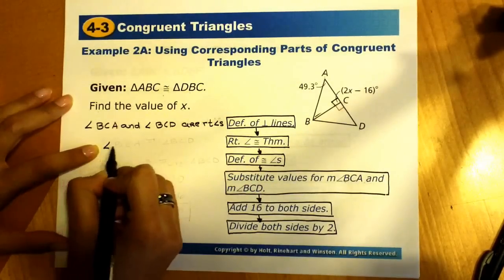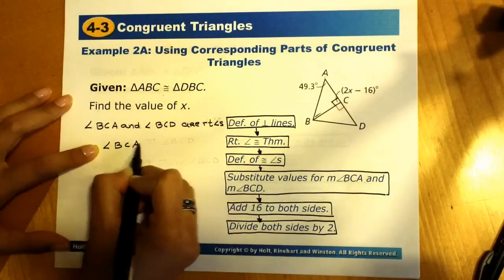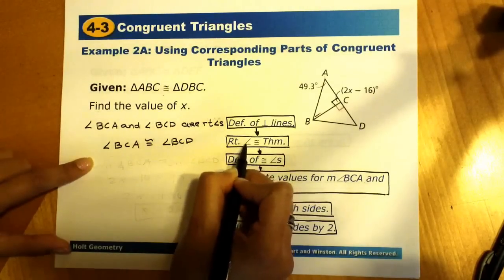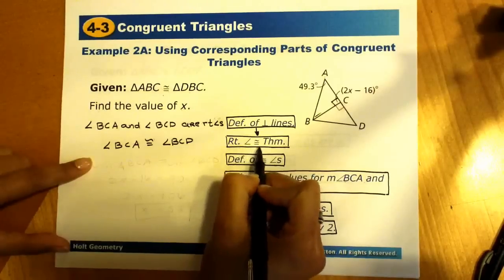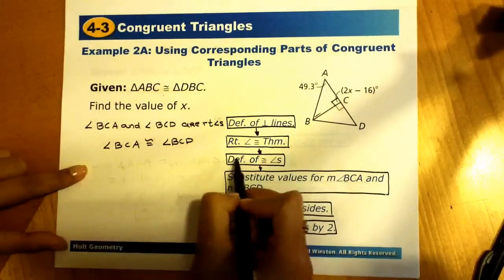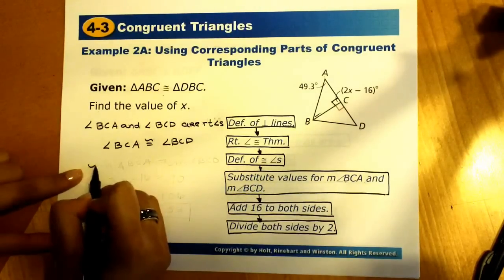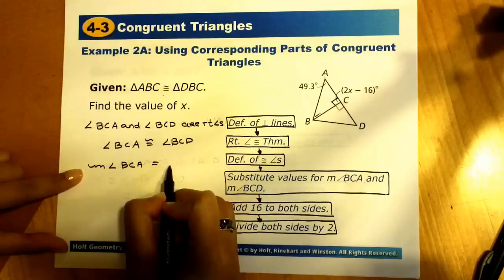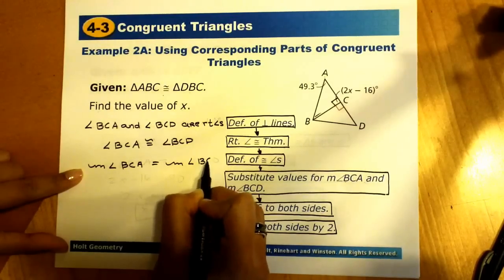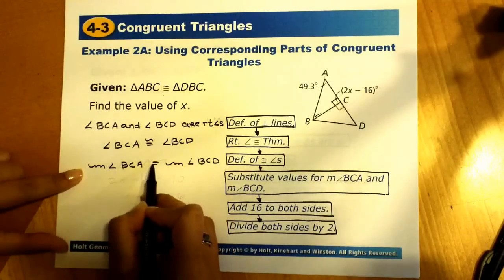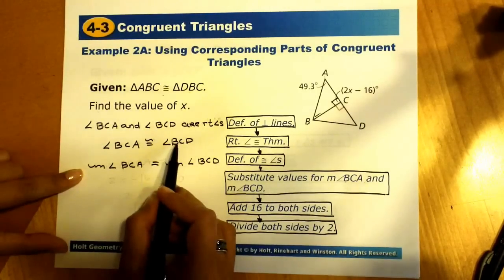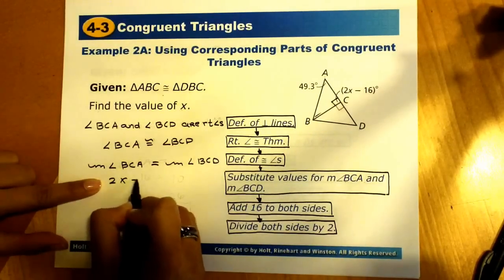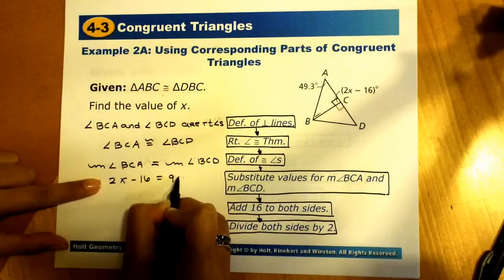Because they're both right angles, I know that angle BCA is congruent to angle BCD. And that's because of the right angle congruence theorem. And then the definition of congruent angles tells me that the measure of angle BCA is equal to the measure of angle BCD. Now that we're talking about measures, we're going to say equal. If we were just talking about angles or shapes, we're saying congruent. Then I'm going to substitute my values. So I have 2x minus 16 equals 90.